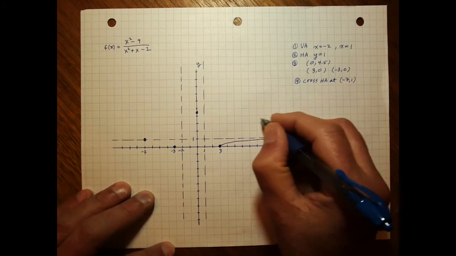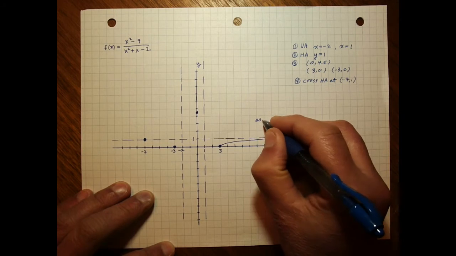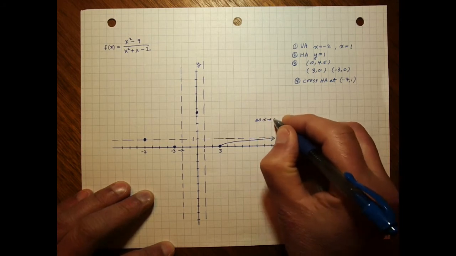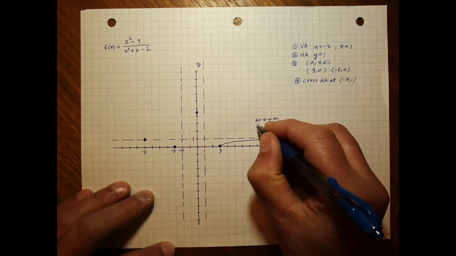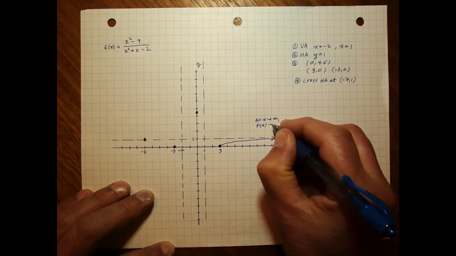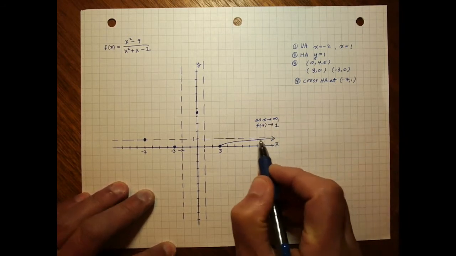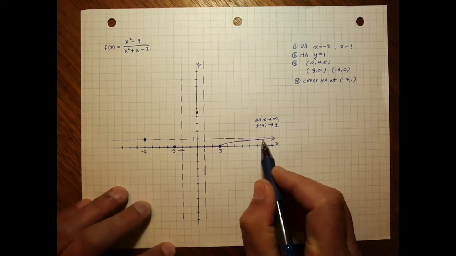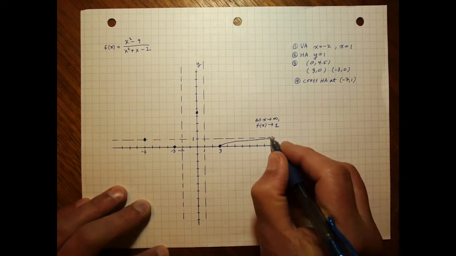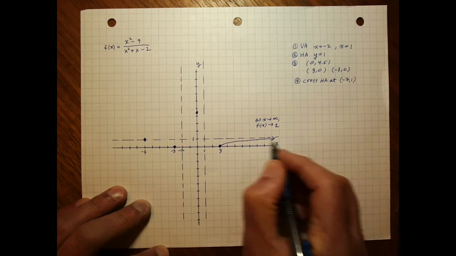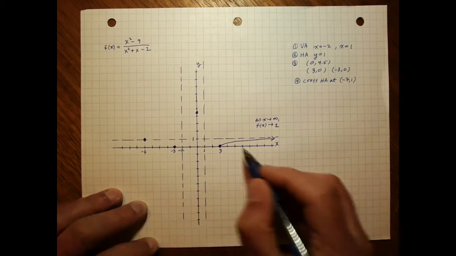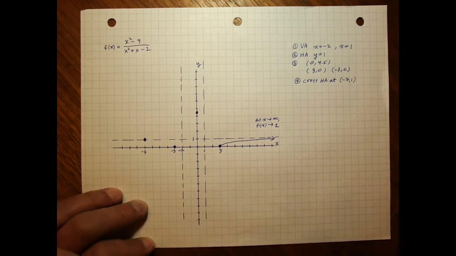I would say as x approaches infinity, f of x approaches 1. That's how symbolically we could represent this idea of the graph getting closer and closer to that horizontal line y equals 1. So we pretty much know that without plotting any more points.